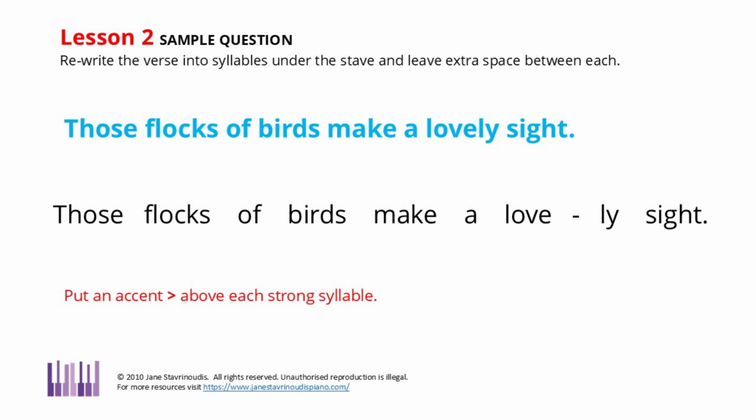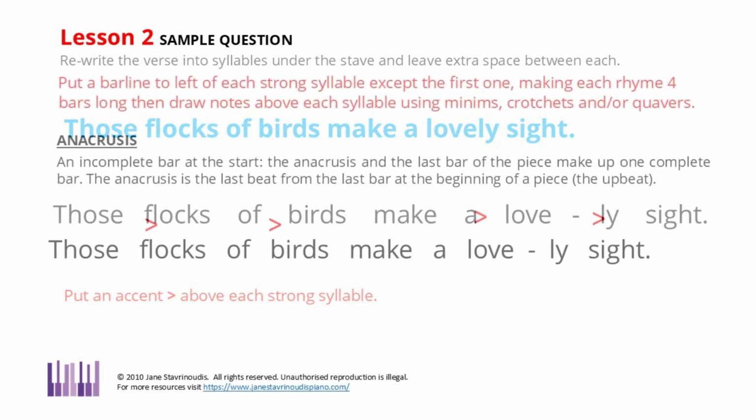Here is a sample question. Write out the verse into syllables and leave extra space so that you can put in bar lines, accents, and notes. Say the verse out loud and listen for the strong syllables, then put in an accent for each strong syllable. Try to have 4 accents so that you will end up with 4 bars. Here is the verse. Those flocks of birds make a lovely sight.